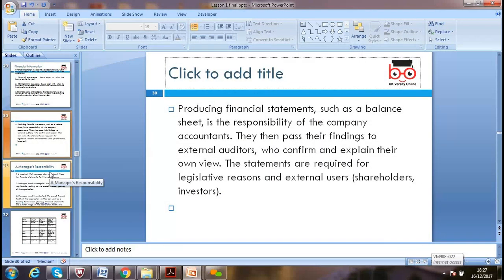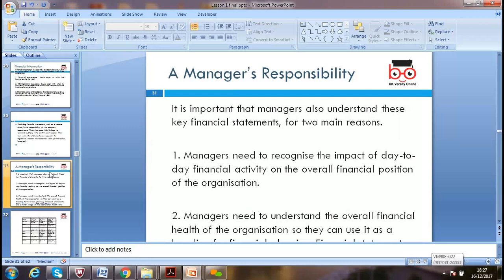So this is all information about the manager's responsibility in our organization, for example in hospitality, to keep the financial records. Managers need to recognize the impact of day-to-day financial activities on the overall financial position. If workers are coming late, not working, or wasting things, ultimately that will lead to a big loss, the organization will suffer, and they may even have to close the business.